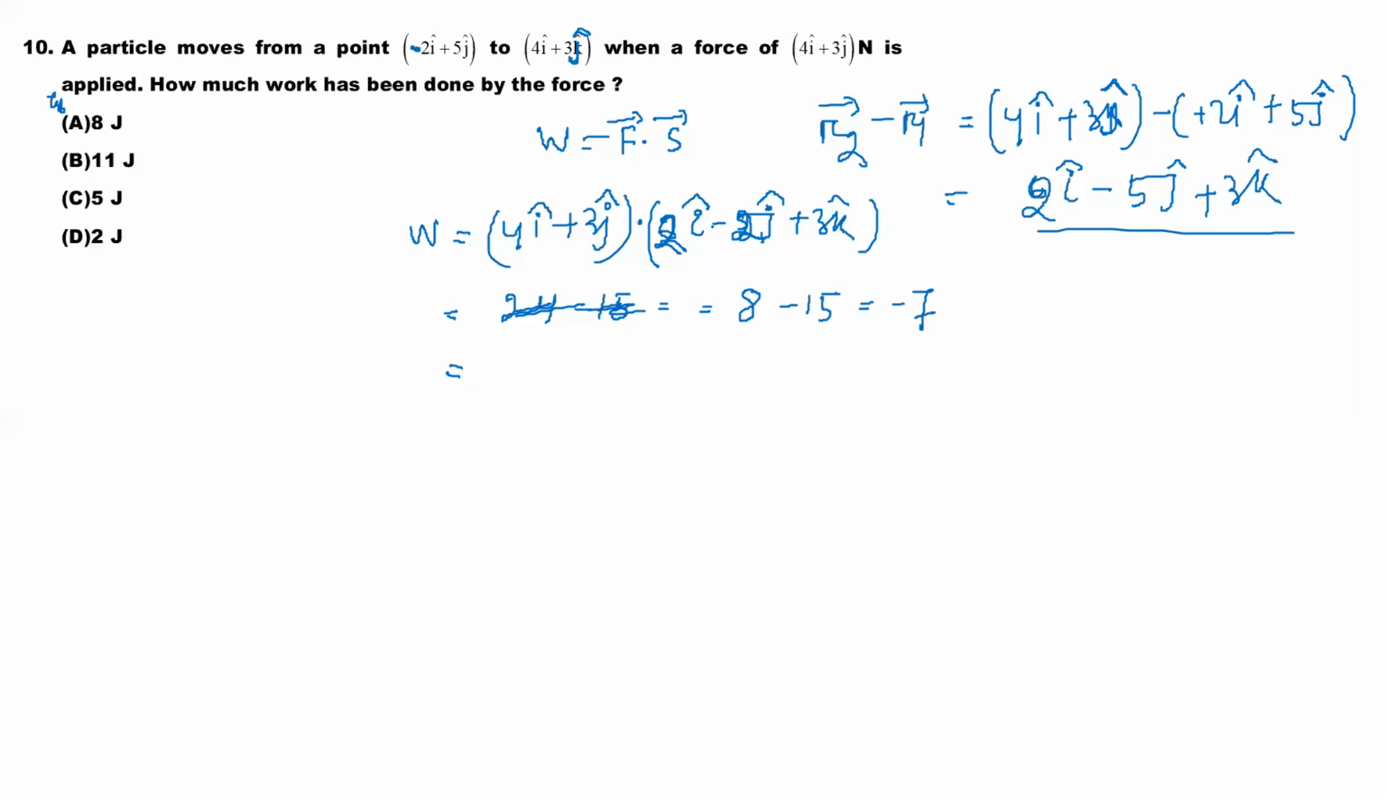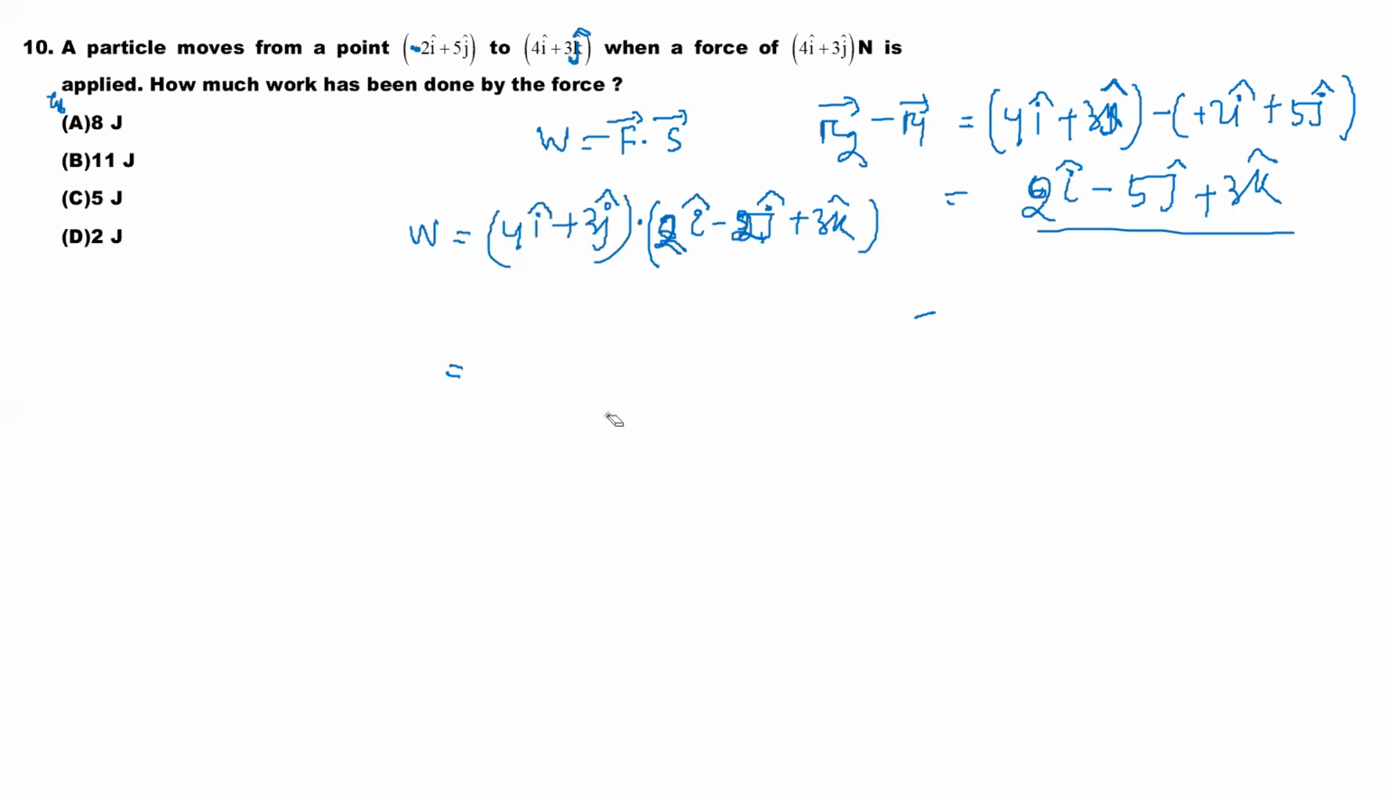Students, 4 twos are 8, 3 twos are 6. Whatever you go, 8 minus 6, that is 2. 8 and this is 6. Okay. There is a little change, a printing mistake. So you take it as 2i cap plus 5j cap plus 4i cap plus 3j cap. 4 minus 2, that is 2. 3 minus 5, that is 2.